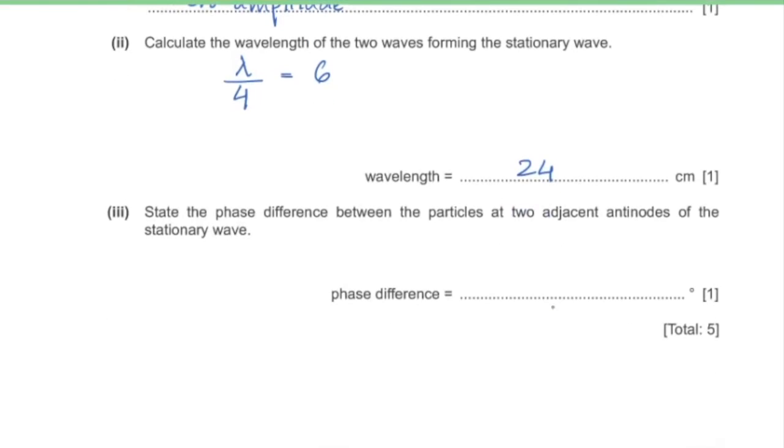Part 3, state the phase difference between the particles at two adjacent antinodes of the stationary wave. So suppose this is the stationary wave that forms. These are the two antinodes. The phase difference between these two points is going to be 180 degrees.